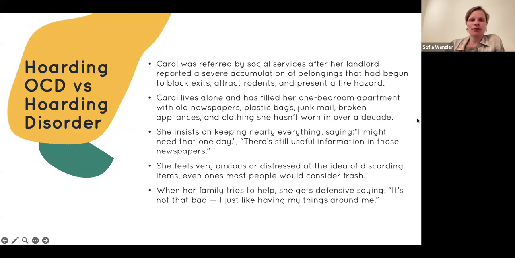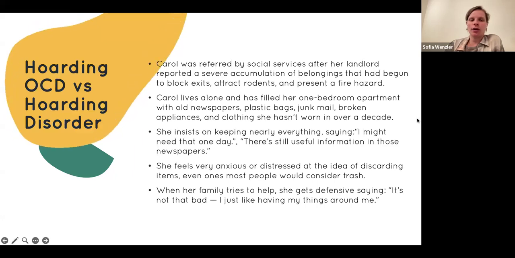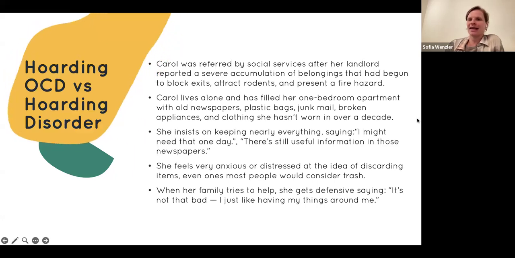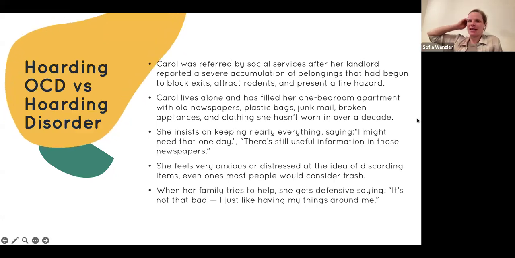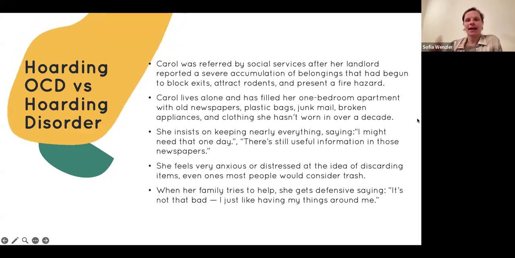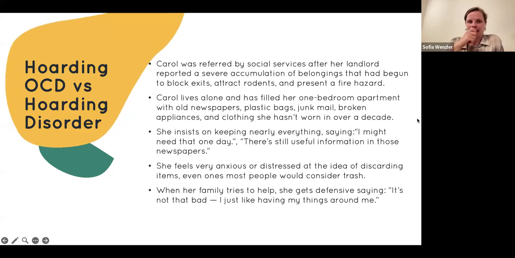In the next example, I want you to reflect on whether you think this is hoarding OCD versus hoarding disorder. Yes, there is such a thing as hoarding OCD, and it's different from hoarding disorder. And it's important to know the difference.